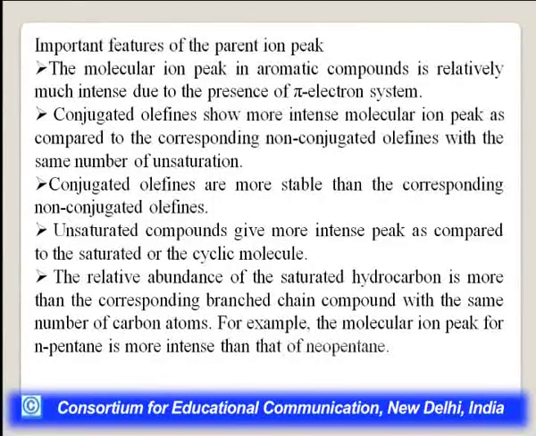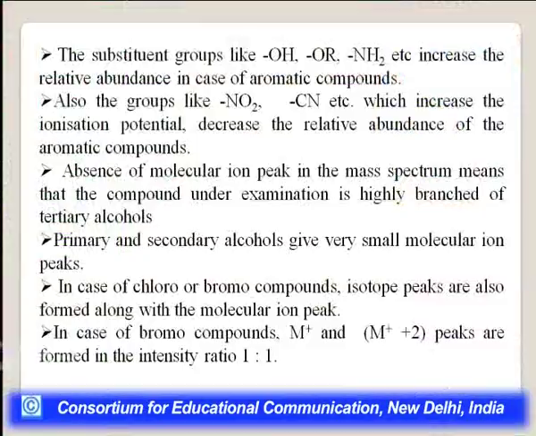The relative abundance of a saturated hydrocarbon is more than the corresponding branched chain compound with the same number of carbon atoms. For example, the molecular ion peak for n-pentane is more intense than that of neopentane, because neopentane is a much more branched molecule as compared to n-pentane. Substituent groups like OH, alkoxy OR, amine NH2, etc. increase the relative abundance in the case of aromatic organic compounds.